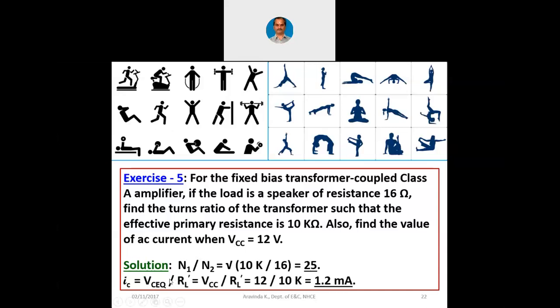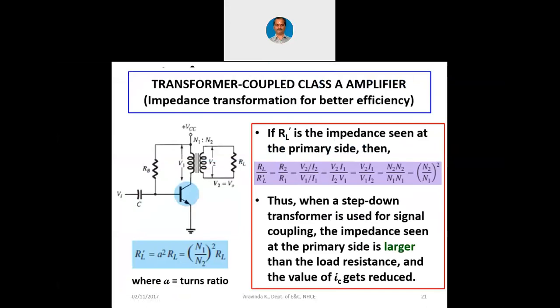Then the value of the AC current when VCC is 12 volts. IC is VCEQ divided by RL dash. Now VCEQ in this case is what? It is an inductor there, right? I'll go to the previous slide. You can see here, there is no collector resistance. It's an inductor here. Inductor passes DC fully, right?